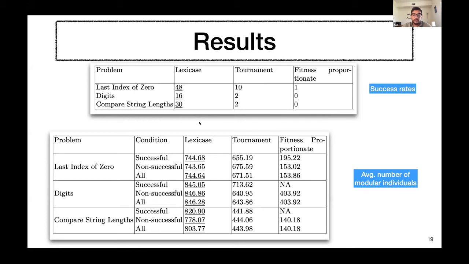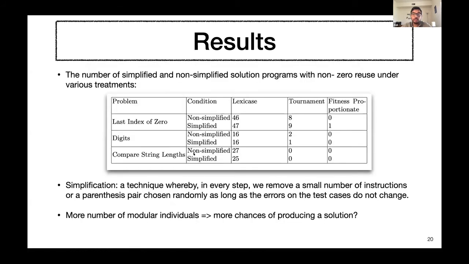Now, on an average, these selection methods have some modular reuse, but do solution programs themselves have any reuse? As it turns out, they do. The table shows the number of solution programs that have a non-zero value of the reuse metric. Each solution program has also been simplified for 5,000 steps to remove the unnecessary instructions. And the reuse metric is again calculated on the simplified program.